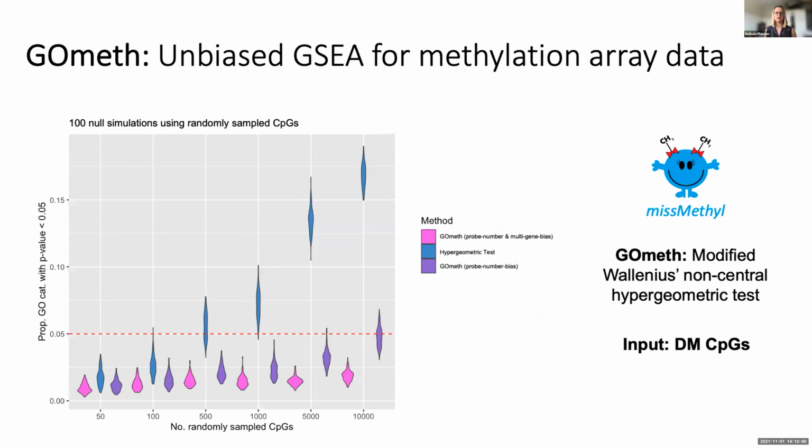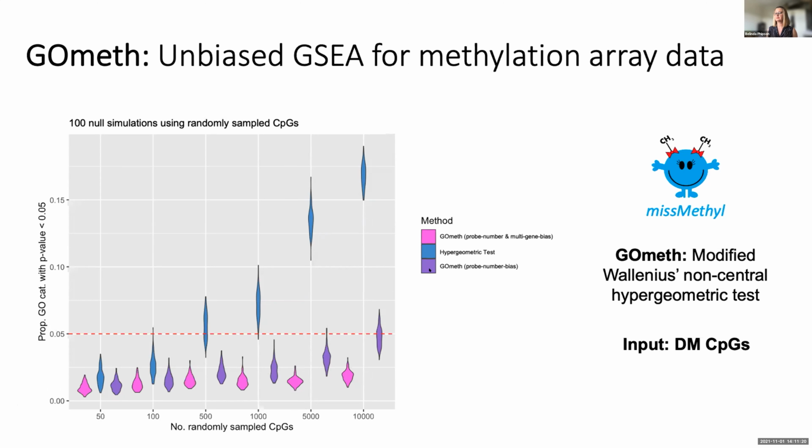So actually quite a while ago, maybe 5 years ago, I wrote an initial version of GOMETH to account for probe number bias. What I'm showing you here is a plot of 100 null simulations using randomly sampled CpGs, ranging from 50 to 10,000. What we used to do was just a hypergeometric test where we've associated the CpGs to genes. We want to see these violin plots on this red line or below. With a hypergeometric test, as you increase the number of CpGs that you've randomly sampled, you increase the proportion of GO categories with a significant p-value.